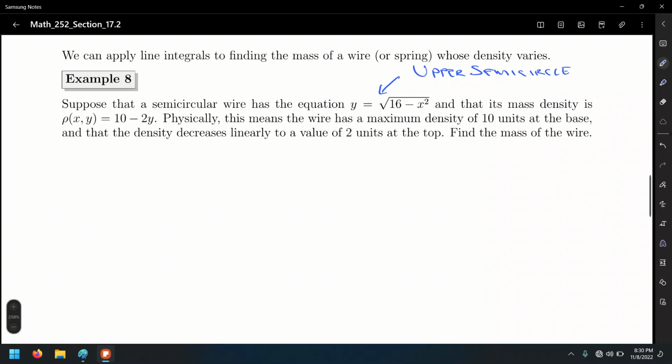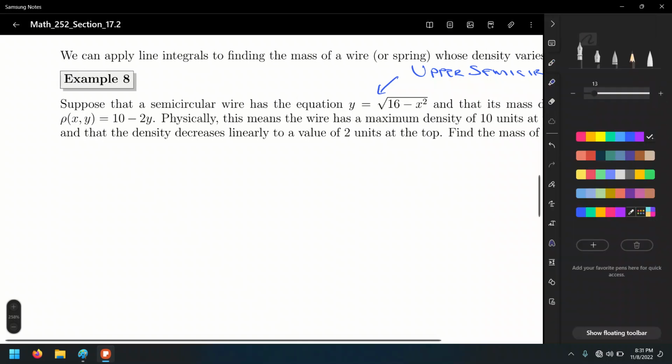What we're doing here is that the wire has a maximum density of 10, and the density decreases linearly by 2 units from the top, from the point where the density is the highest. They're asking us to find the mass of the wire. We could have done it the other way using a double integral. However, we can do this using a single integral, in parametric form.